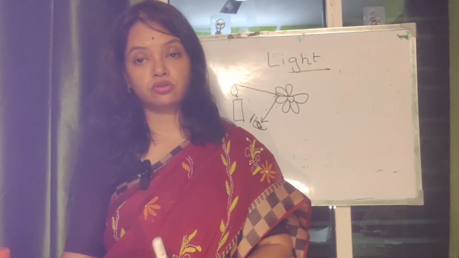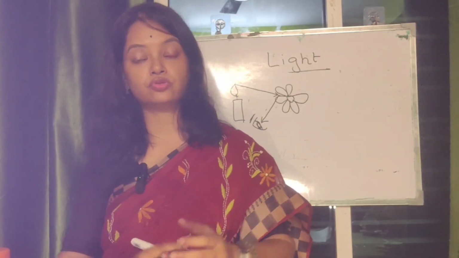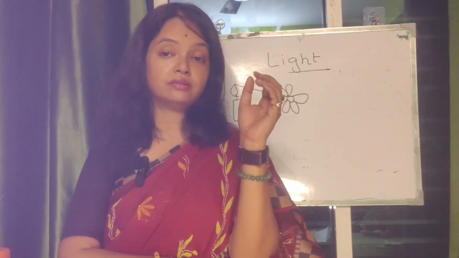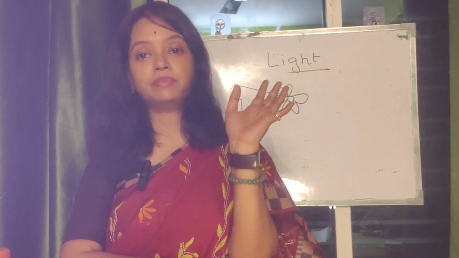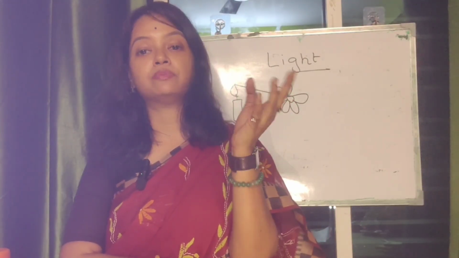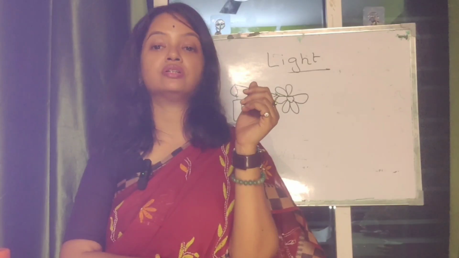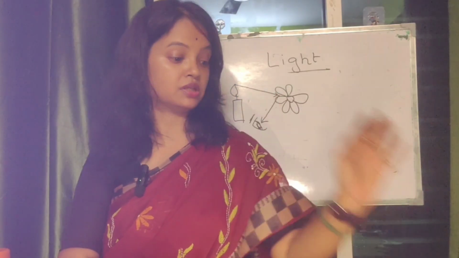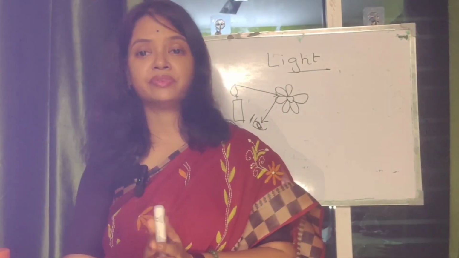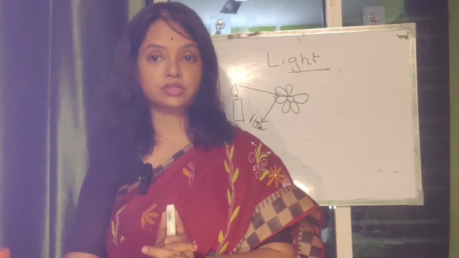There are two sources of light, natural sources and artificial sources. Natural sources are those that can produce light naturally. The sun is the best example, producing light by itself. Artificial sources are man-made sources of light. Suppose the candle, this torch, LED, bulb, all of these are artificial sources.